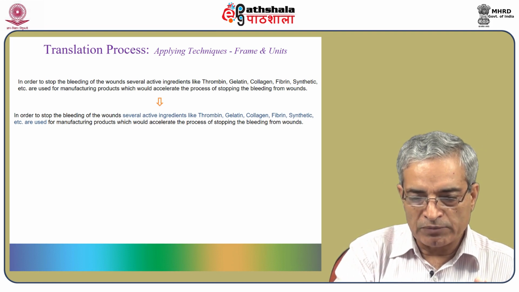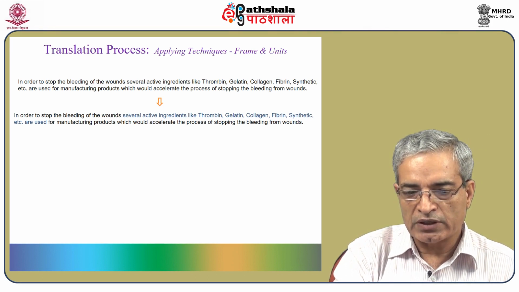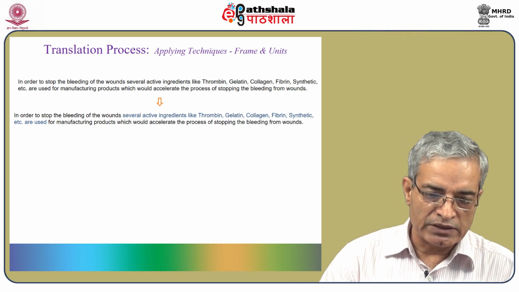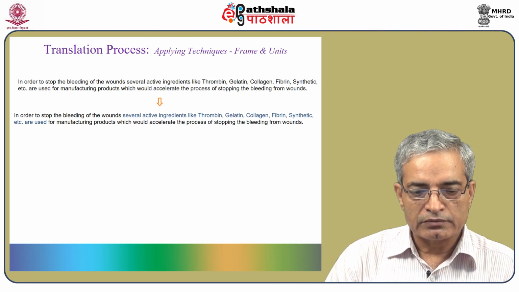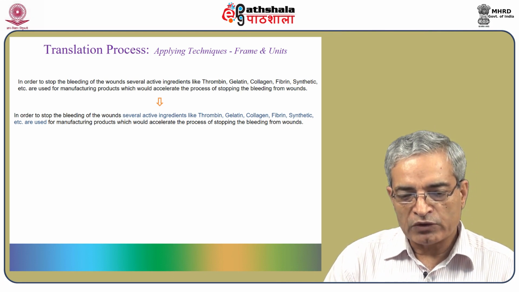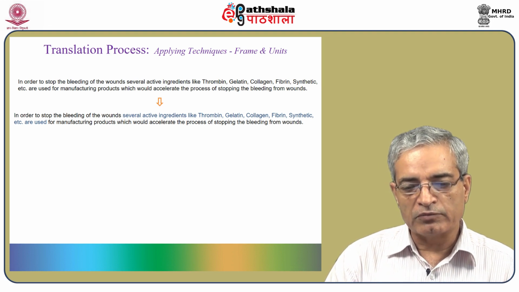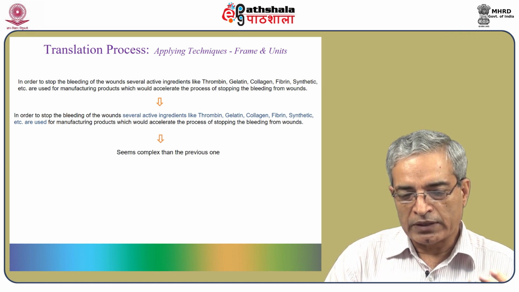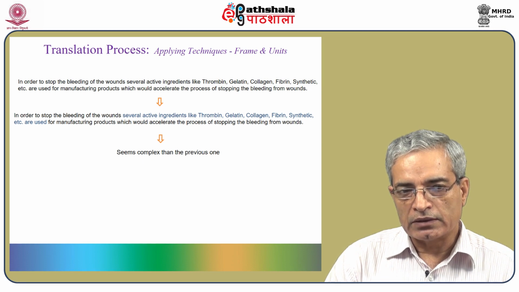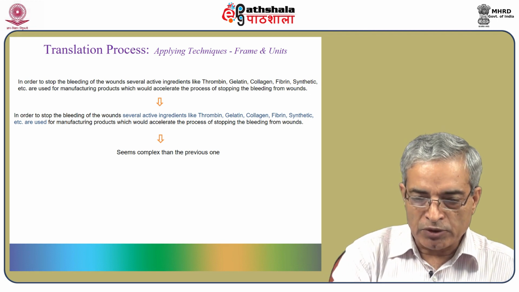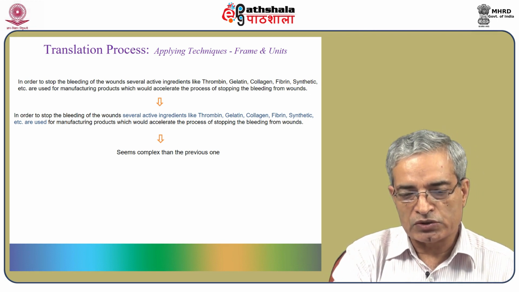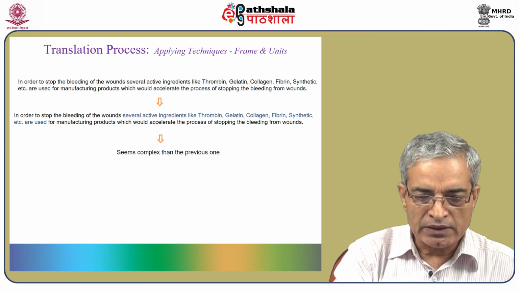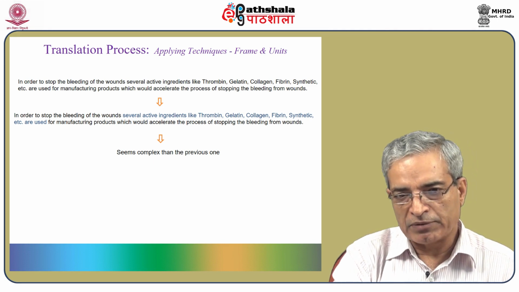In order to stop the bleeding of the wounds, this is understandable. Several active ingredients like A, B, C, D, E are used. Understandable. For manufacturing products which would accelerate the process of stopping the bleeding from wounds. I hope it helps you in understanding the segments in the sentence, and in the process you learn segmentation in English also. But still it seems a little more complex than the previous one.